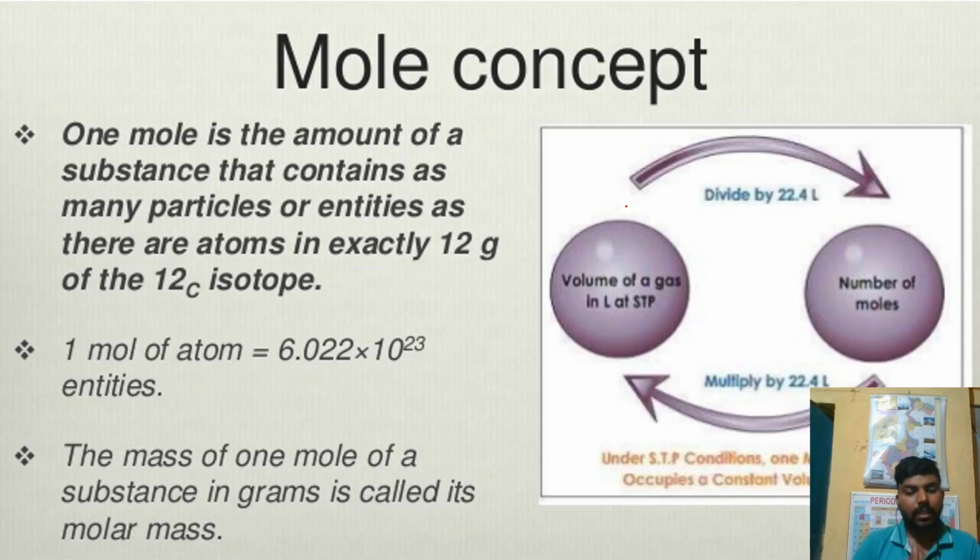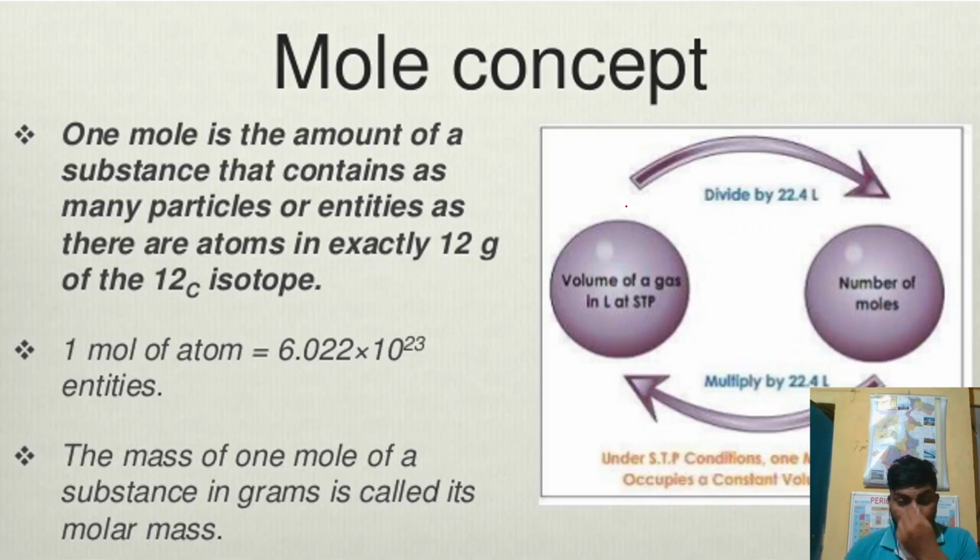Also, one definition is given, you can give this definition in another way: 1 mole is the amount of a substance that contains as many particles or entities as there are atoms in exactly 12 gram of C-12. So both ways of defining the mole are correct. But the important point you have to remember is that whenever I talk about the mole, the number is fixed, that number is 6.022 into 10 to the power 23.